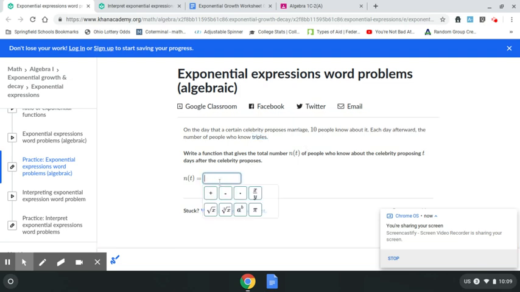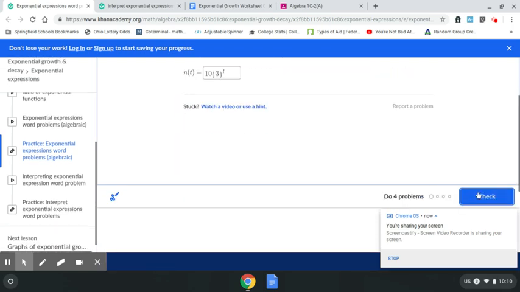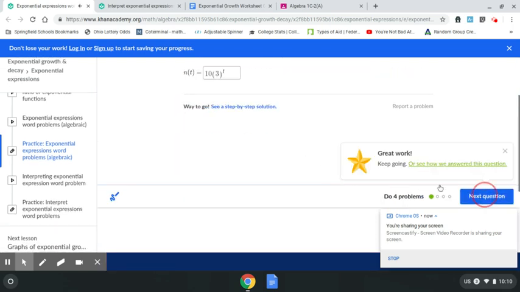So with these problems, we always start with our initial value. So that's going to be 10. Inside the parentheses is our growth factor. We've just been told that it triples, so that is 3. And then we need to raise that to the exponent. Oops, I typed that in wrong. Got to raise that to the exponent. In this case, they told us the exponent is t. So we type that in, we check it, and there we go.